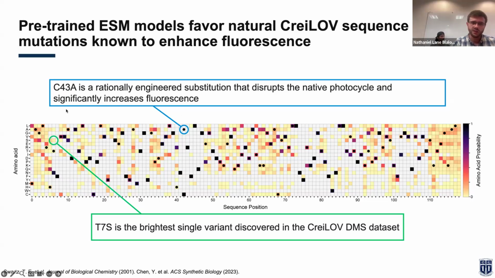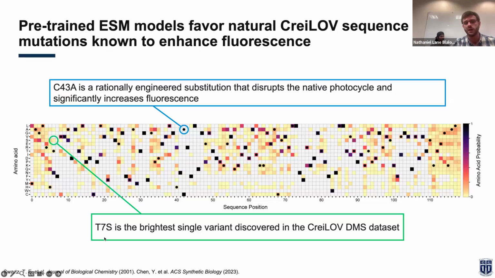And so you can see this C43, this is a rationally engineered substitution that disrupts the native photocycle and significantly increases fluorescence. And you can see pre-trained ESM2 basically gives it a zero probability of being added to the sequence. So what that means is anytime this position is masked, it's putting back in the native cysteine, which basically kills fluorescence. And then you see T7S.